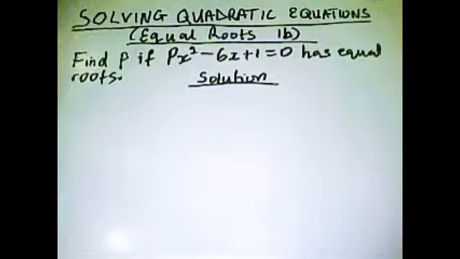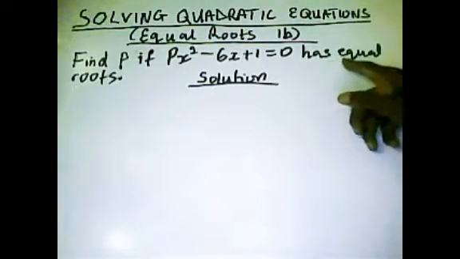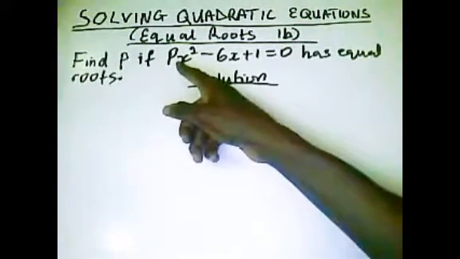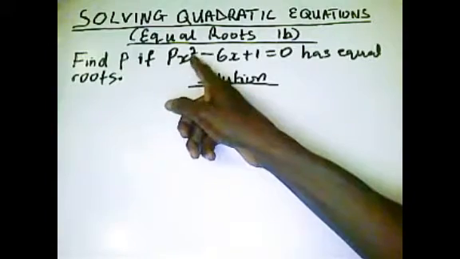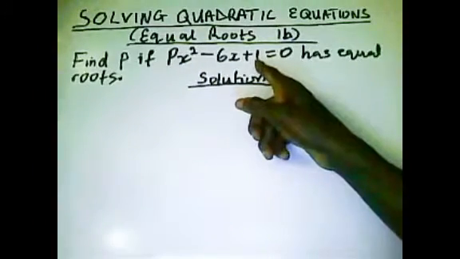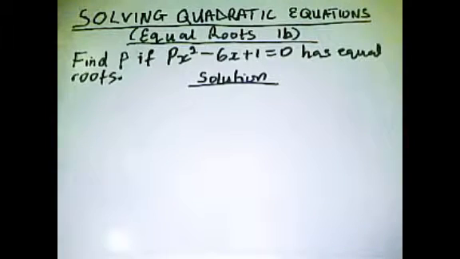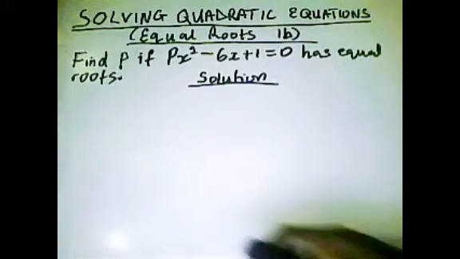It says find p if px squared minus 6x plus 1 equals 0 has equal roots. So you can see, as long as you see this word here, equal roots, that tells you that the first term px squared and the last term must be perfect squares. Now let's go ahead to solve this the way we did in the first lesson.